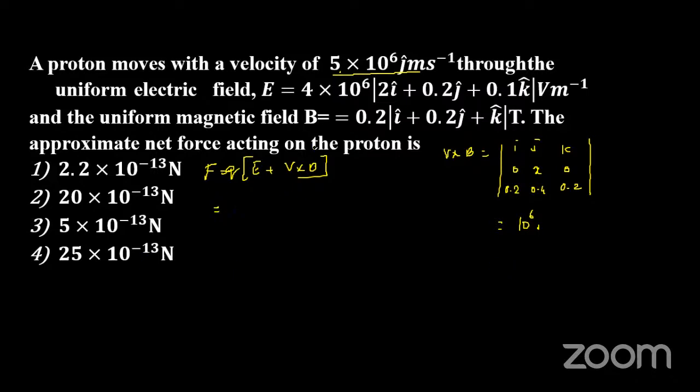Into the charge, what is given over here? The proton and electron have the same value. So 1.6 into 10 power minus 19, which is common. Here the electric field gives 8 into 10 power 6, plus 10 power 6. So 8 plus 1 is 9. So 9 into 1.6, I am approximating. So you will get around 20 into 10 power minus 13 Newton, that is the force experienced.